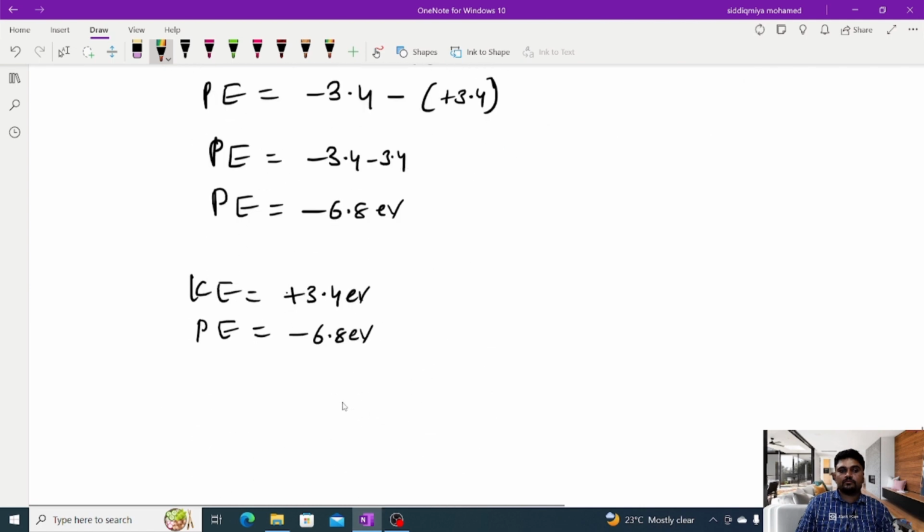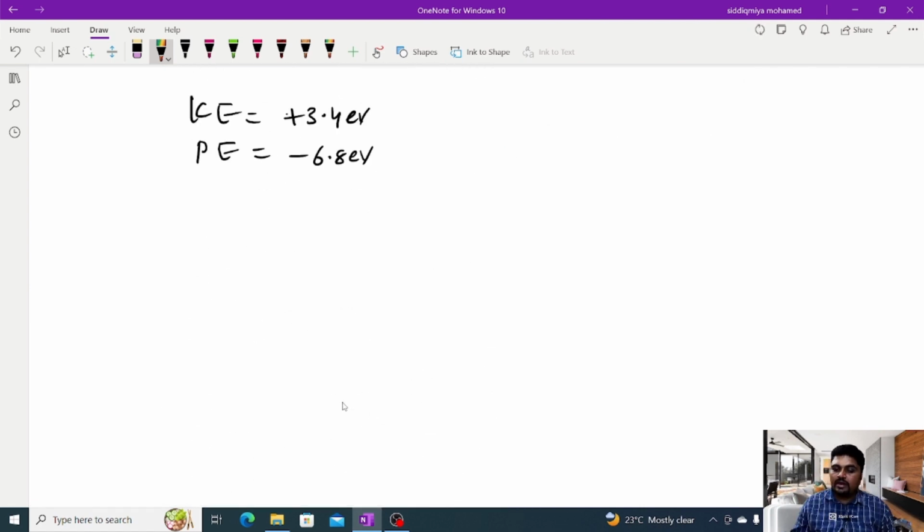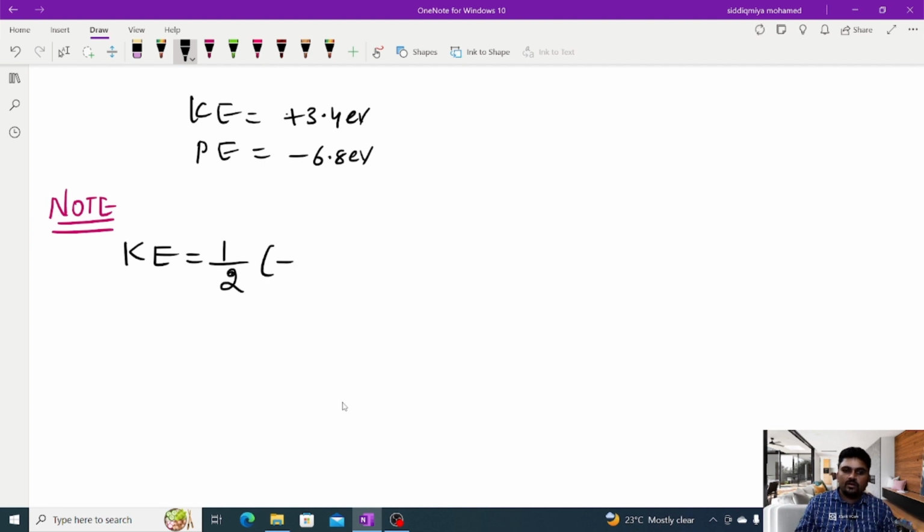Right. So from this we can write some concept points. First, kinetic energy is equal to half into the negative of potential energy. You can see kinetic energy is 3.4 and potential energy is minus 6.8. Minus 6.8 by 2 gives 3.4.